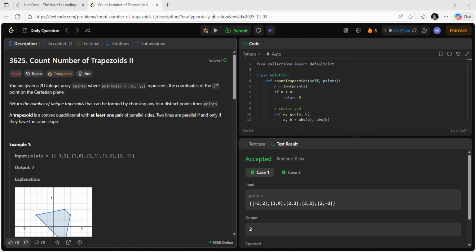Today, we will go through a complete optimized solution to count trapezoids formed by the points on a plane. I will explain the code line by line so you can easily follow and reproduce this approach in interviews. So, let's dive into the problem.